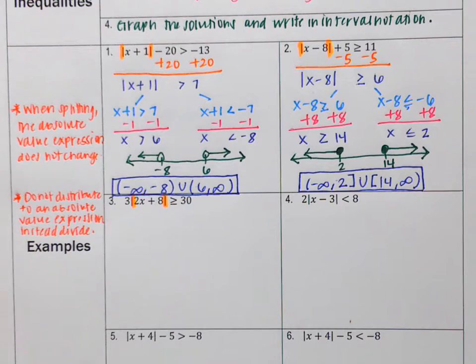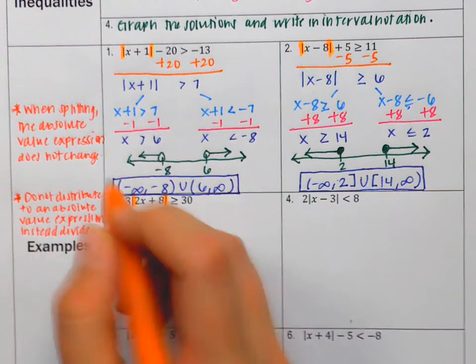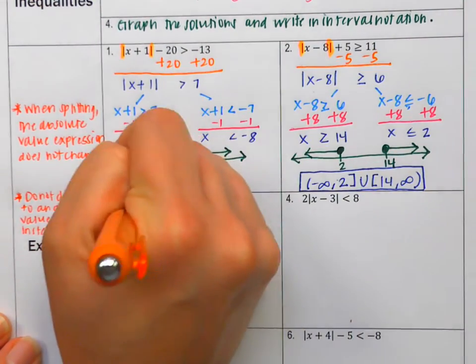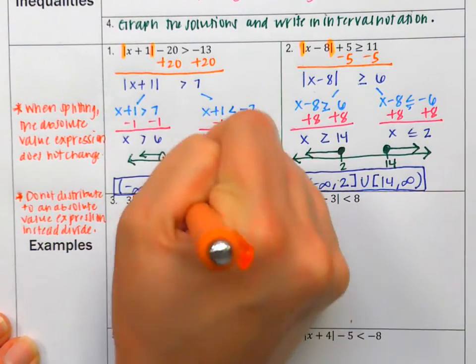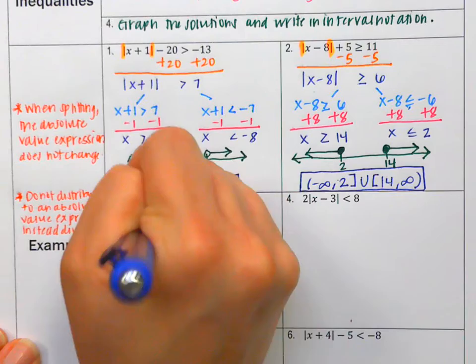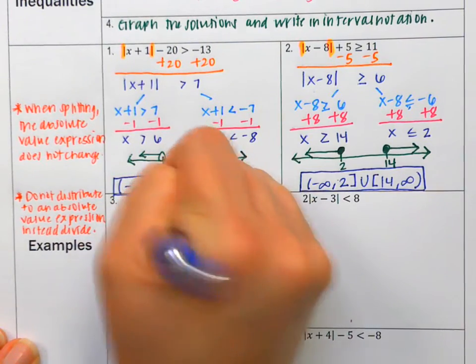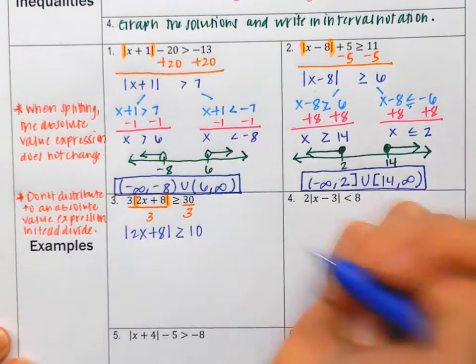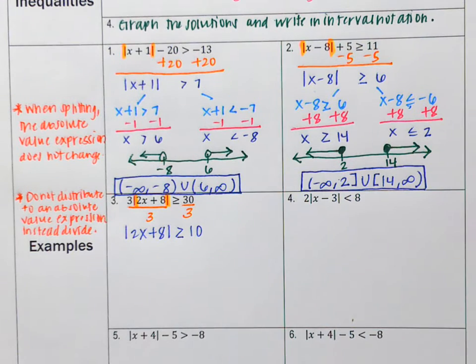Okay, so to undo that, remember, it's 3 times. So I'm going to divide both sides by 3. And I get the absolute value of 2x plus 8 is greater than or equal to 10. So from there, what I want you guys to do is start the next step. So do step 2 on your own and then come back to check your work.